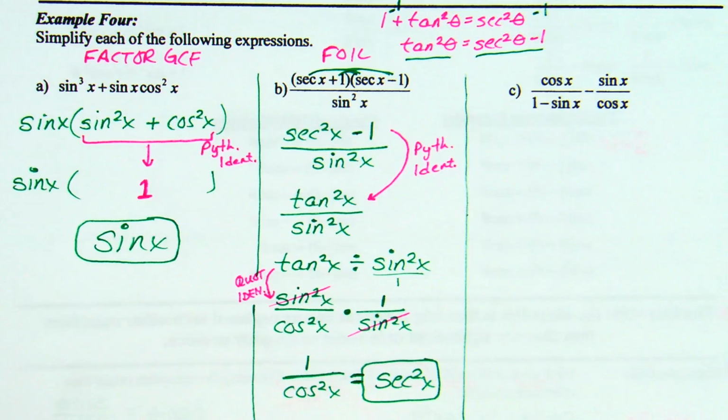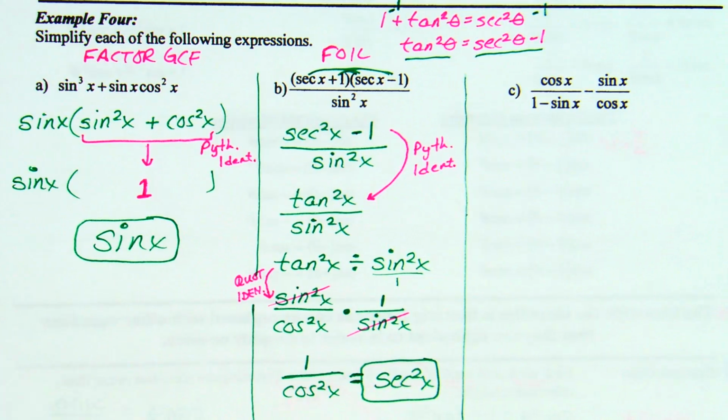Okay, let's try C. It does not. Okay, but that's a good point for me to share because that's a really common mistake. So C, cosine x over 1 minus sine x over cosine x. So the first attempted observation up here, so common and so easy, is: is that a Pythagorean identity?